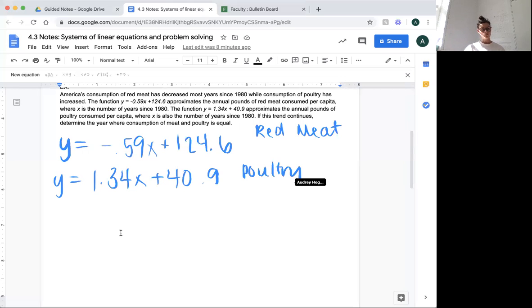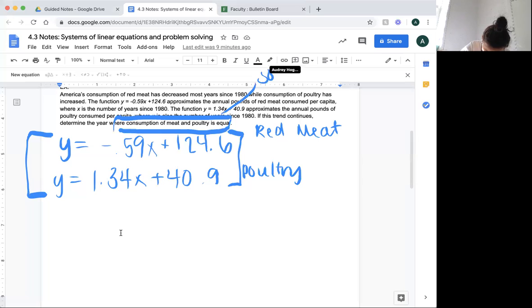Okay, and so now, if we're looking at what we are given in the problem, we realize we have a system of linear equations. And further, we want to think about what the question is asking us. This question is asking us, determine the year where consumption of red meat and poultry is equal. We know that x represents the number of years, so we know that we want to solve for x. This means that instead of solving the full system, we could only solve for one variable.